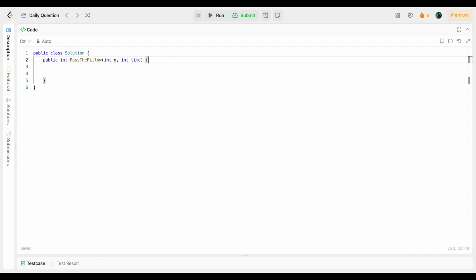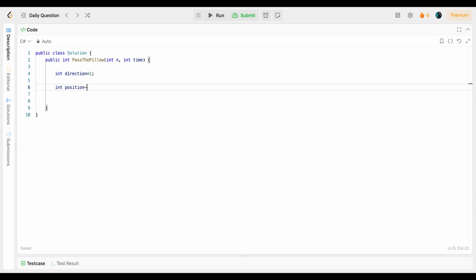Okay, I think we discussed the approach. Now we'll try to solve the problem with the direction as positive when it is going in the forward direction, and if it is coming back then it will be the negative direction, right? So for that I will declare a variable which will capture the direction. Positive one means it is going forward, negative one means it's going in the backward direction, and the final result we want to capture is the position of the pillow, right? So for that I'll have a variable as position one.